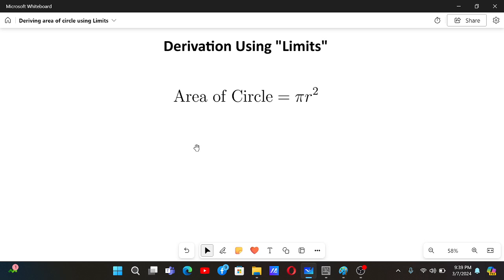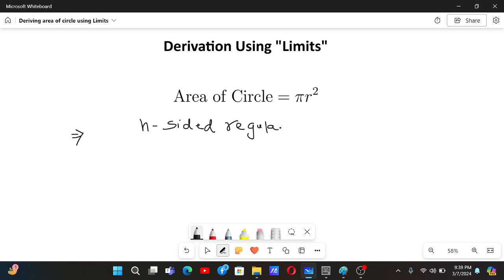Derivation of the area of a circle using limits. So let's look at how we derive this formula using the properties of limits. Basically, let's start with an n-sided regular polygon, and we will try to find the area of the n-sided regular polygon.